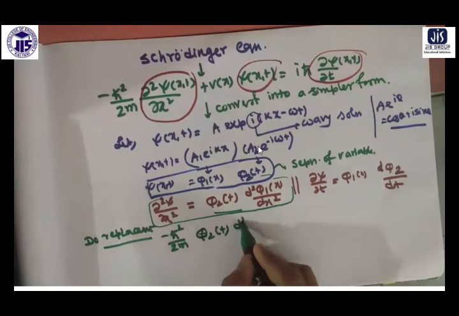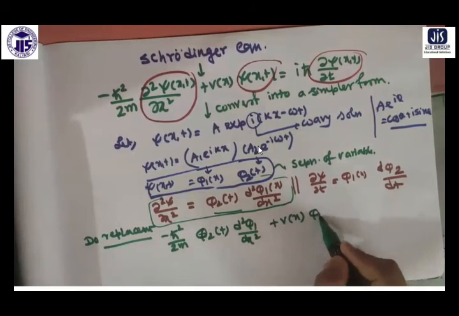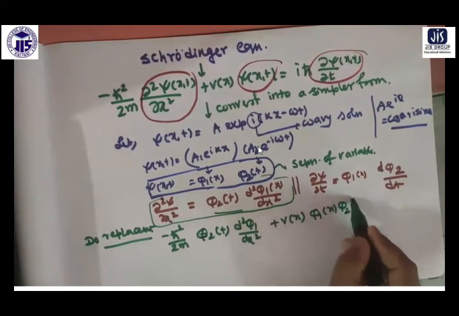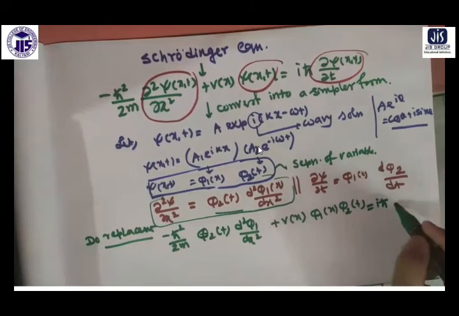Phi 2 t, d2 phi 1 dx2 plus Vx psi is replaced as phi 1x phi 2t, and the right hand side, h cut del psi del t, is replaced by phi 1x.